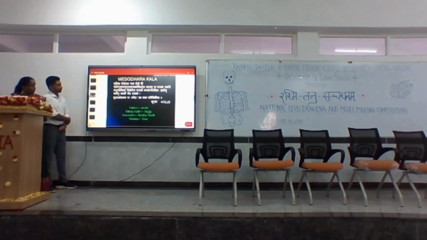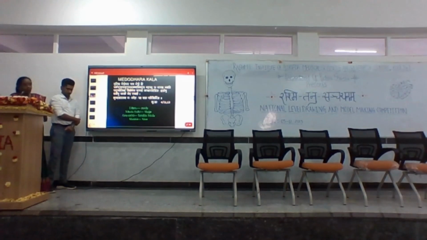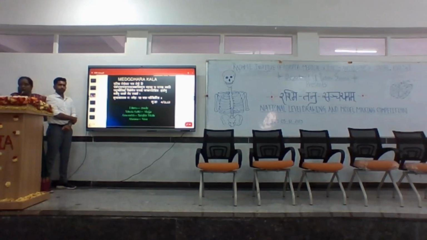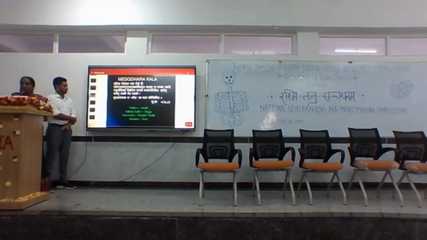Next is Medodharakala. The third kala is always Medodharakala. It is present in the abdomen, in the middle of the bones, in the soft tissue. Small bones also are present, and long bones also have it, and in the abdomen it is present. See, very clearly this is very important. If you do not understand the first line, then you can go for the simile. So what have they given in the simile?